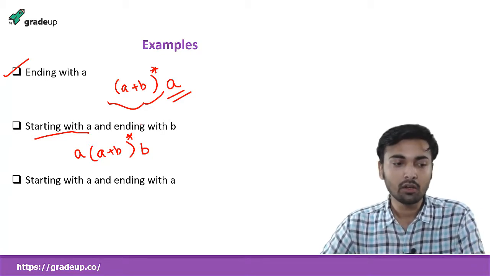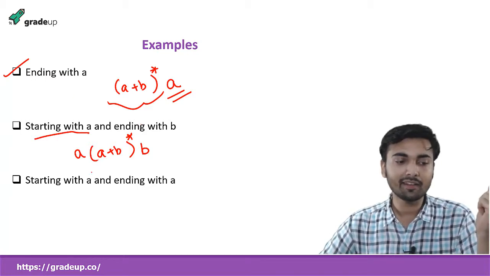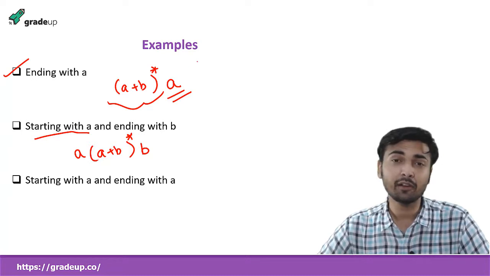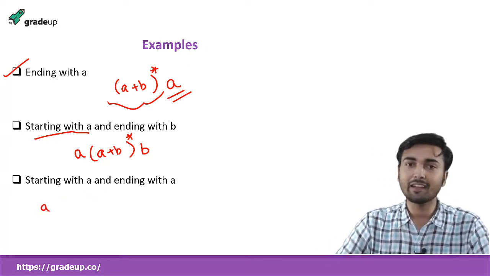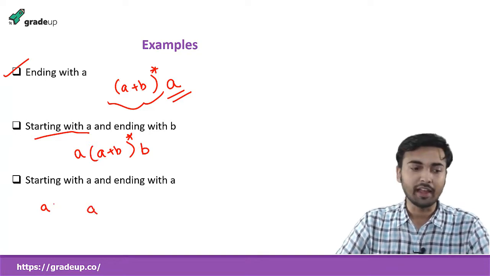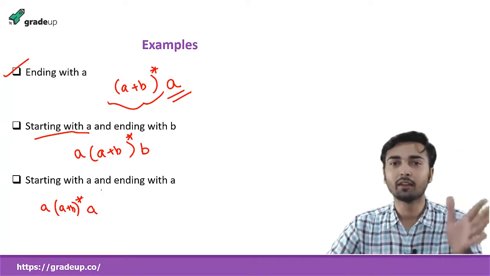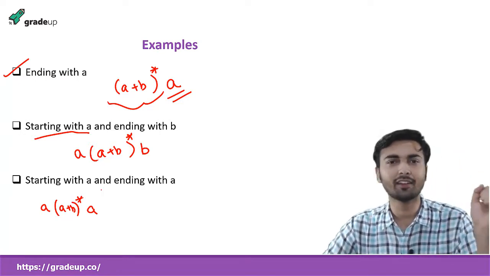Okay? Now, can you try for next yourself? Starting with A and ending with A. Now, same thing you do. Starting with A, ending with A. In between, anything can come. Okay? You must have written this thing. I am guaranteed you must have written this thing.